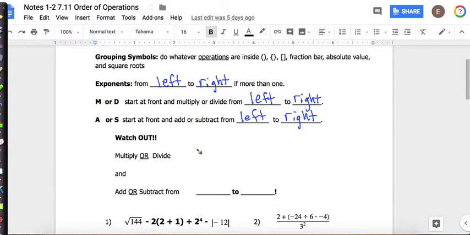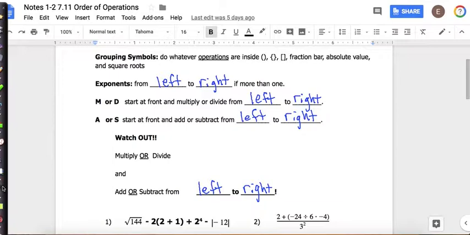Watch out. We multiply or divide and add or subtract from left to right. So I'm really trying to emphasize the left to right because sometimes people think that because the M comes before D in GEMDAS that you always do multiplication before division. Absolutely not. You multiply or divide and add or subtract from left to right.